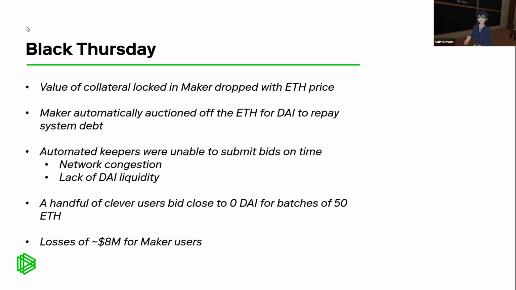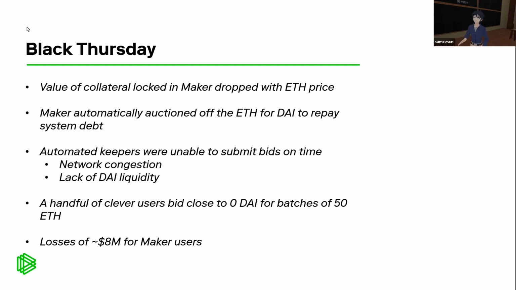Now, of course, Maker, as a protocol which accepts collateral, was also affected by this. Specifically, all the Ether locked up in the protocol was no longer collateralizing all the DAI that was minted. So the Maker protocol automatically auctioned off all of the ETH that was under collateralized in order to repay all the DAI debt.